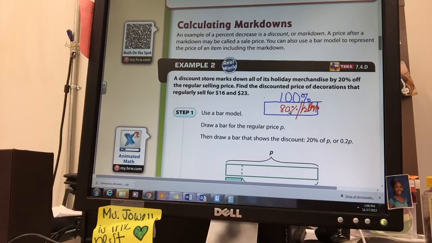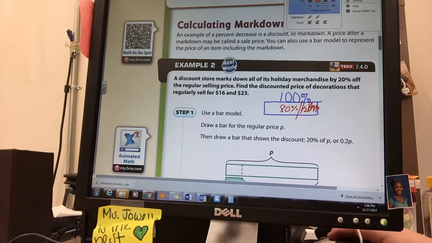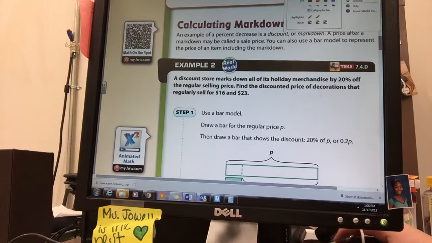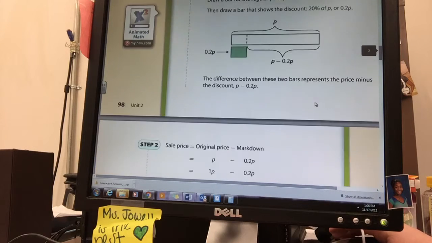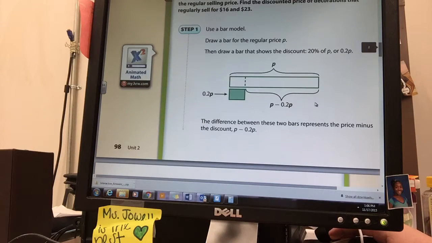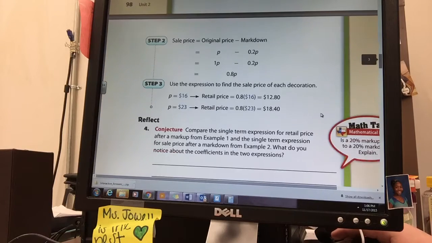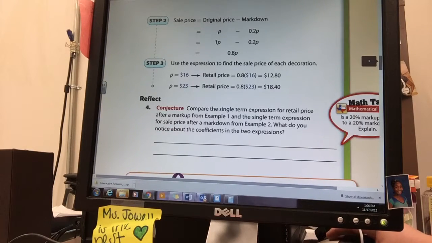So in the markup, we added the percent to 100%, but in the markdown, we're going to subtract it because it's a discount or a markdown. So if we continue looking at this problem, we had $16 decorations and $23 decorations. So I'm going to flip to the next page. So you can do 80%, because that's 100% minus that 20%, times the 16 and get 12.80. And 80% times the 23 and get 18.40.